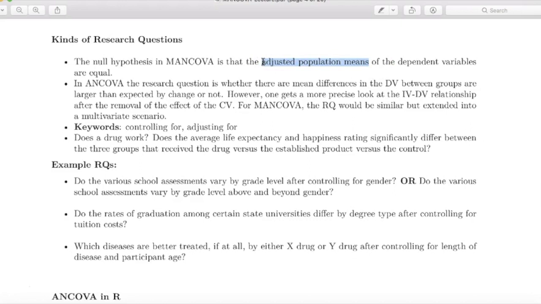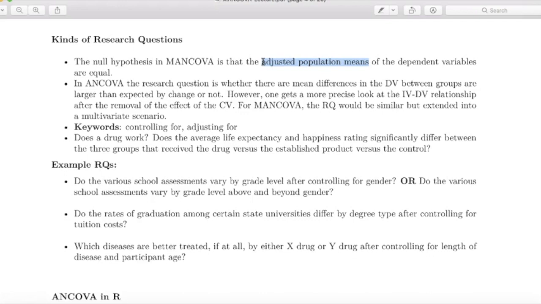Why are we calling them adjusted? Because we're pretending that after we adjust everything by our covariate, after we explained the variance that the covariate explains, we want to see what the mean is for that. And if there's a significant difference, again, we're probably going to be happy.